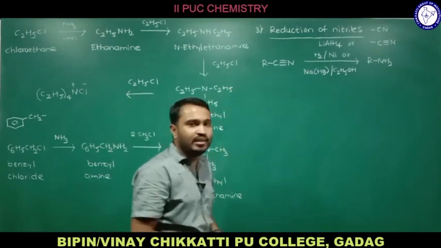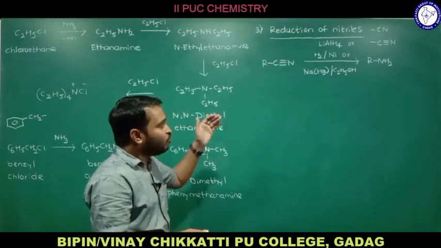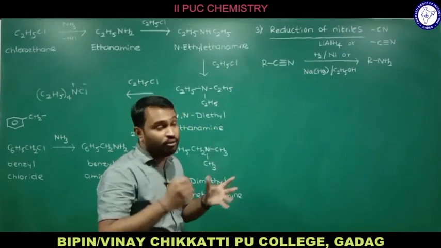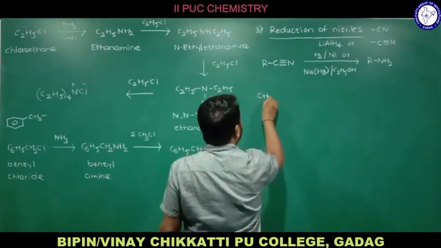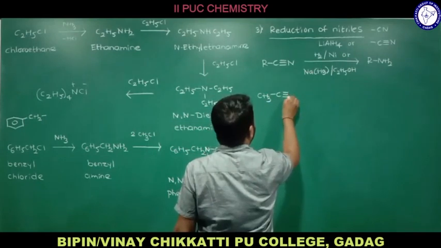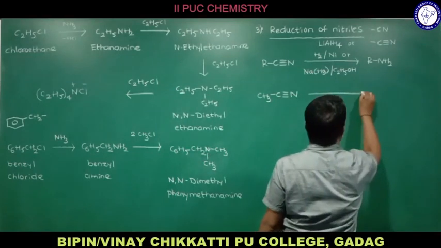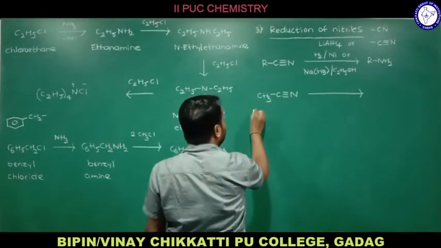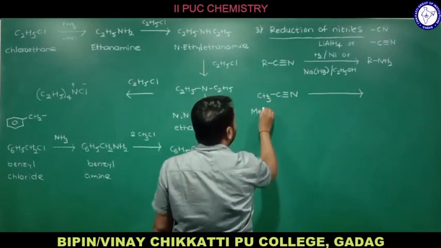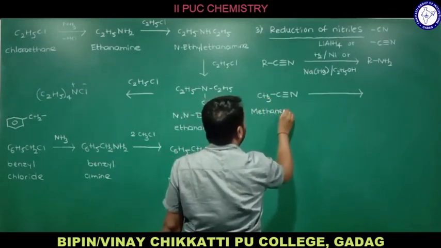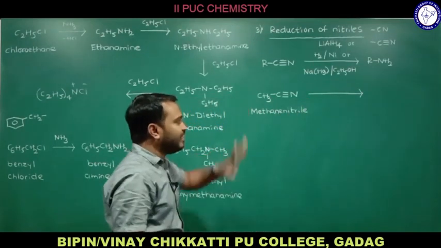The first is lithium aluminum hydride, the second is hydrogen in the presence of nickel, platinum or palladium, and the third is sodium amalgam in the presence of ethanol. We'll see some particular examples. Now I consider CH3C triple bond N, and I am going to convert this into the respective amine. Here we have CH3, methyl, therefore this is methane nitrile. CN is the nitrile.